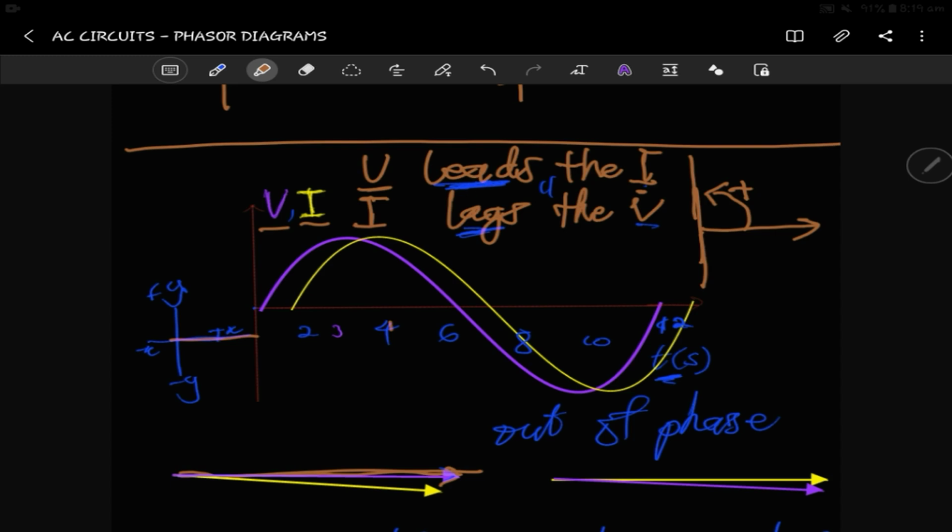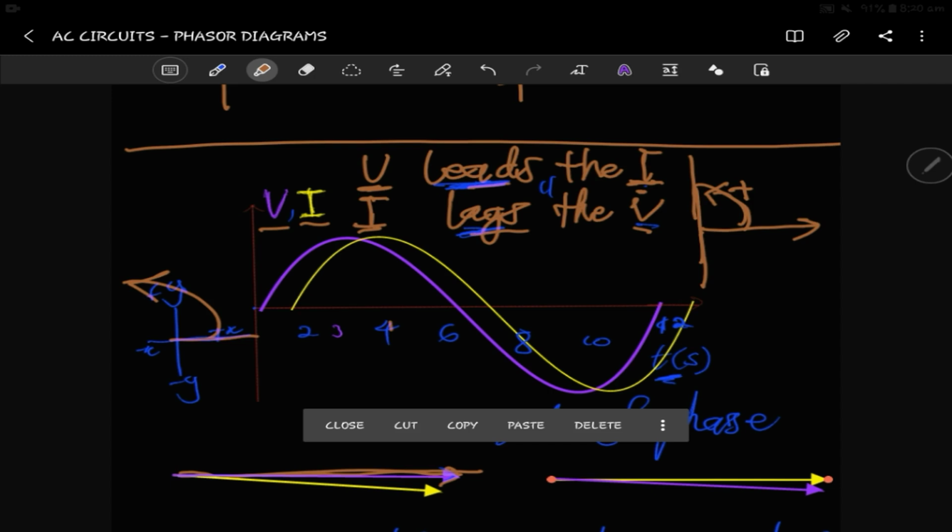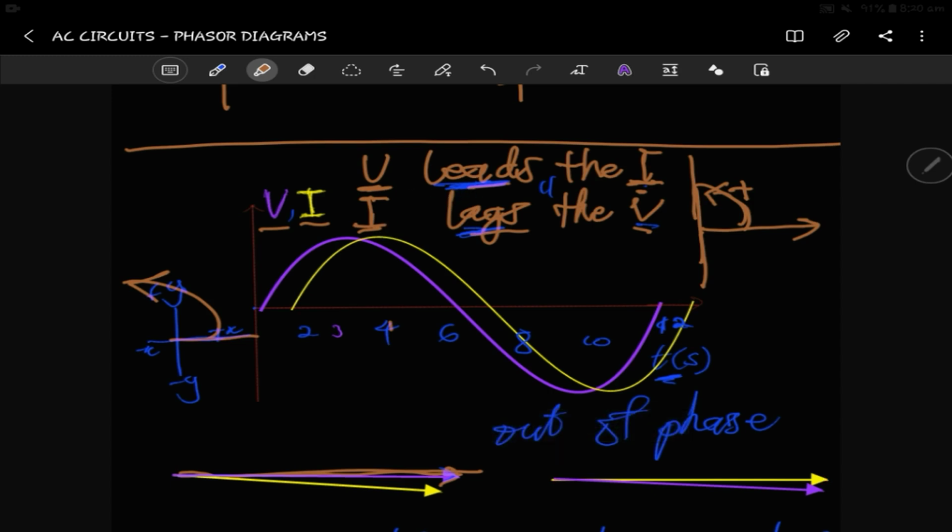Let's go over this once more. From this waveform graph, you see that the voltage leads the current. If it's leading the current, another way to say it is that the current lags the voltage. If we are working from the xy axis, we read this way, and this way is positive. But this same thing represents lag. So if the current is lagging, and the voltage is in line with the x-axis, one way to write it is that the current lags the voltage.